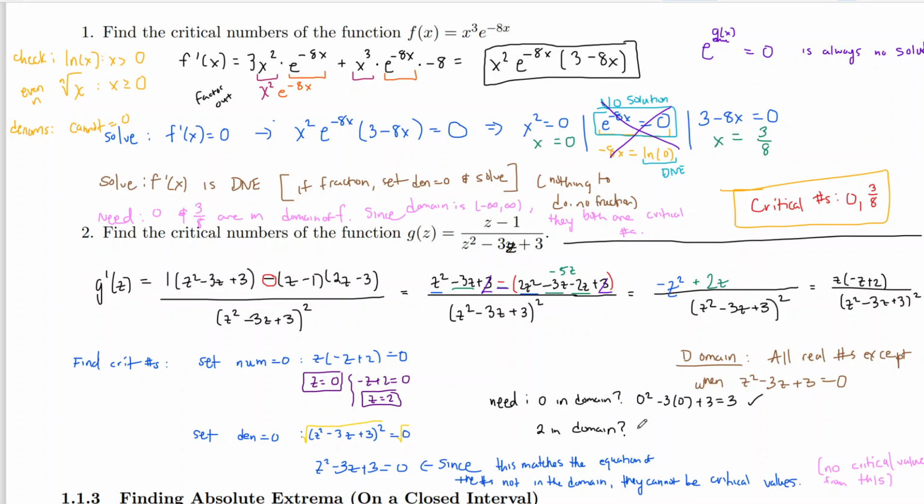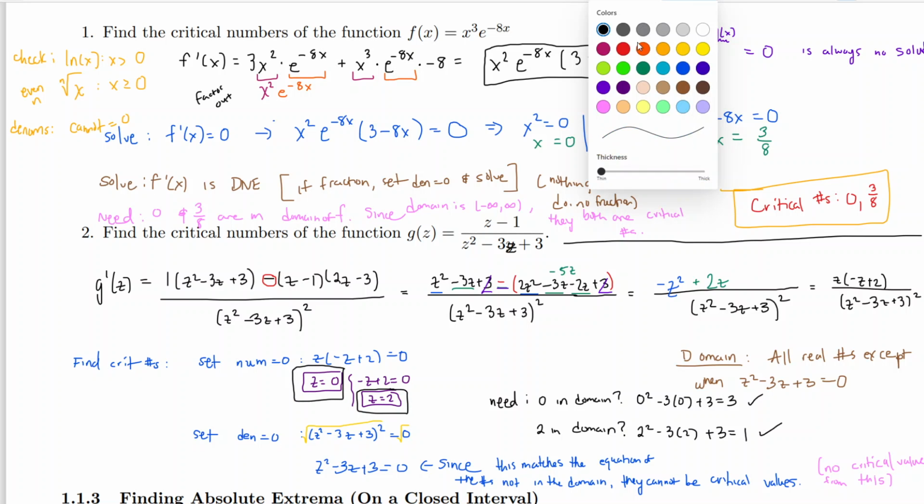And then what about 2? We get 2 squared minus 3 times 2 plus 3. What does that equal? Well, this is 4 minus 6 is negative 2, plus 3 is 1. And that's also not 0. That means they're both in the domain. And that means these are both critical numbers.